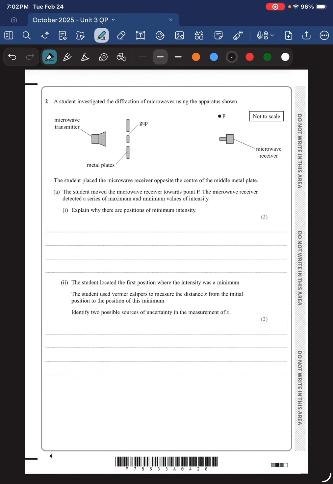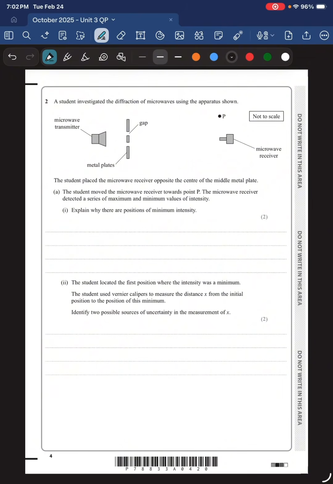I mean, don't panic. So question 2, a student investigated the diffraction of microwaves using the apparatus shown. And we have a microwave transmitter, a gap, and metal plates. Okay, cool.